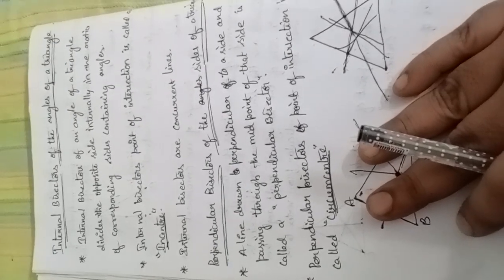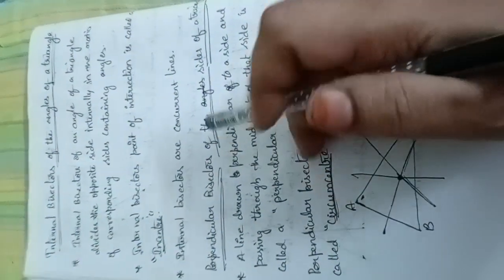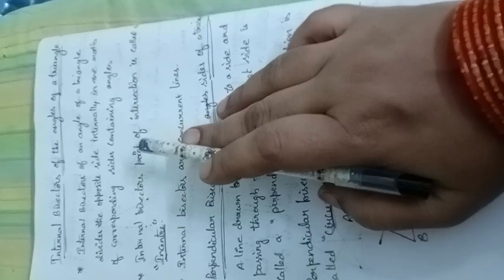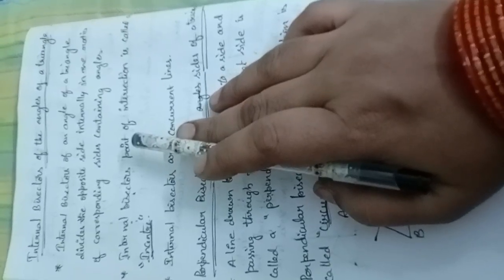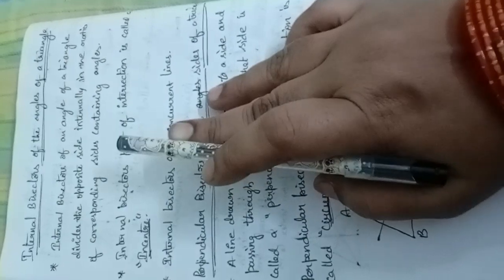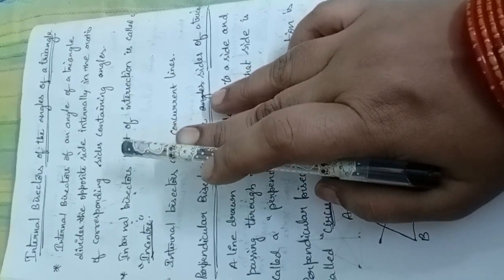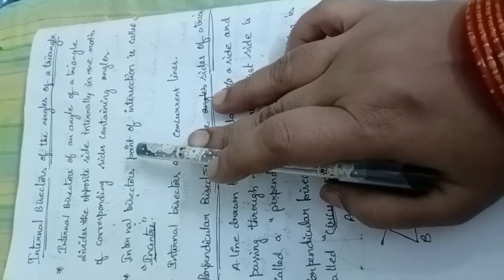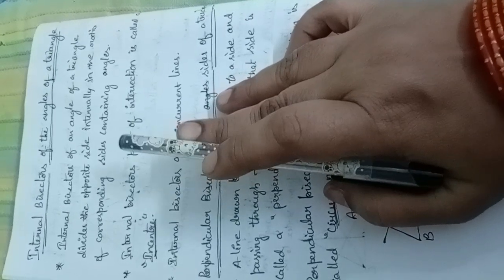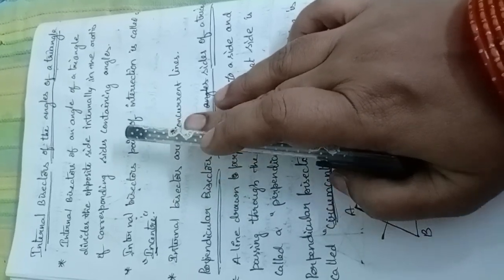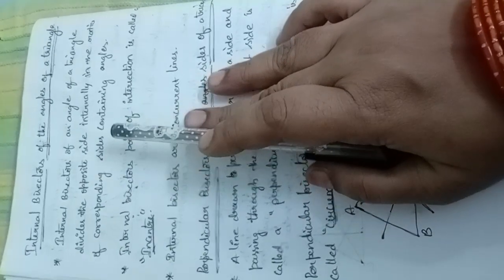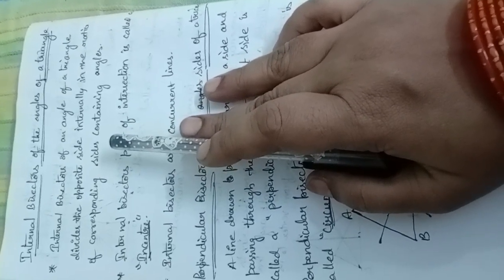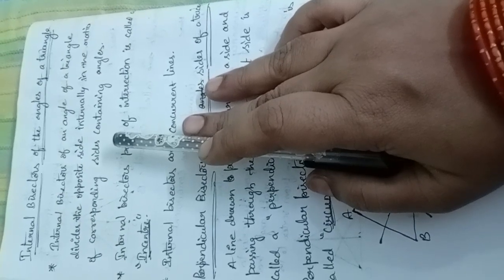Next, coming to internal bisectors of the angles of a triangle. Angles are formed at the vertices of the triangle. When we draw a line through the vertex and it cuts the angle into two equal parts, we call it bisection. These lines divide the angle at the vertex into two equal parts, so we call them internal bisectors of an angle of a triangle.